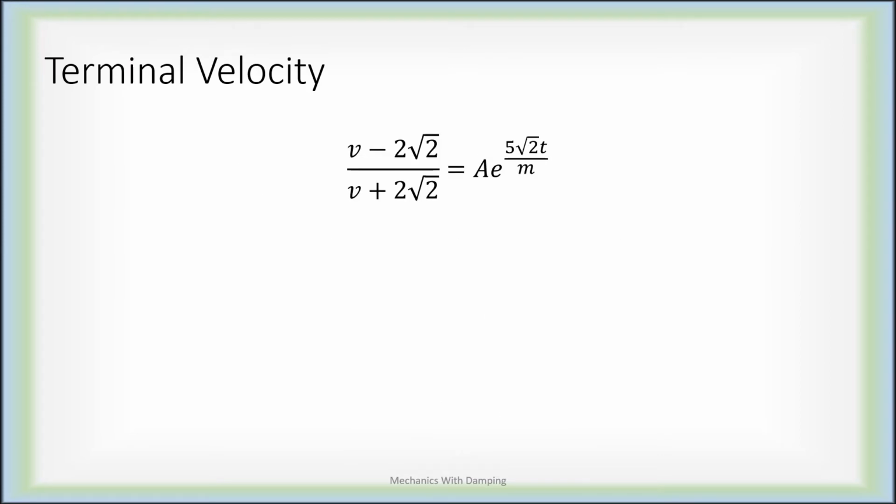Here's what we've got so far. We have managed to isolate our function v, but it's in this ratio. v minus 2 root 2 over v plus 2 root 2 is a times this exponential term here. The only variable now is time t on the right.